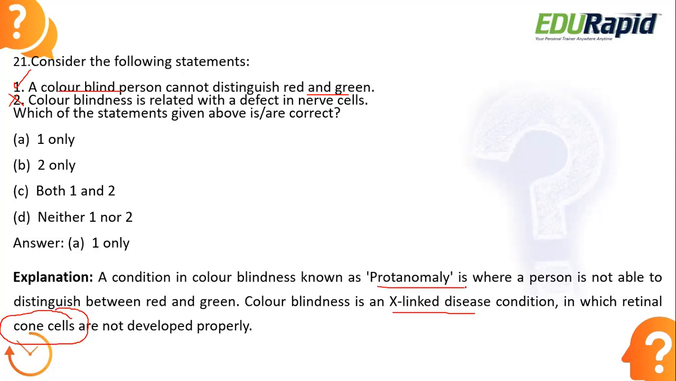And it is a condition which we also call protanomaly, where a person is not able to distinguish between green and red color. This color blindness is not at all related to the nerve cells. It is all related to the cone cells that we have on the retina of our eyes, which is completely an X-linked disease, X chromosome linked disease.